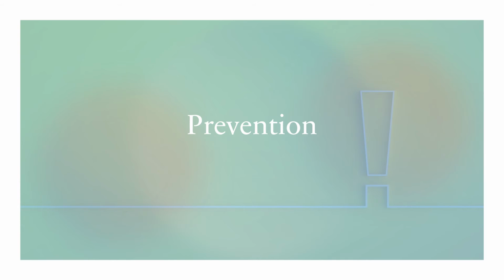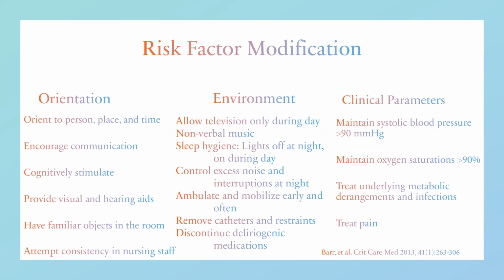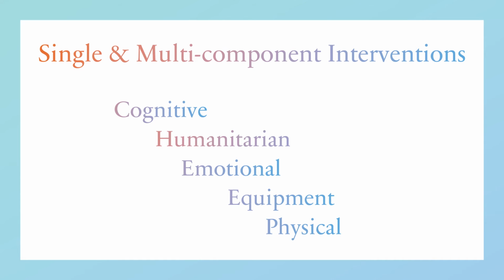So how can we try to prevent delirium? We can orient the patient through engagement and cognitive stimulation, create a humane and comfortable environment with reduction of excessive noise, bright lights, and restraint, and assist in mobilization. Once delirium has occurred, what can we do to manage it? Here's where understanding the interrelationships of delirium and other factors comes in.